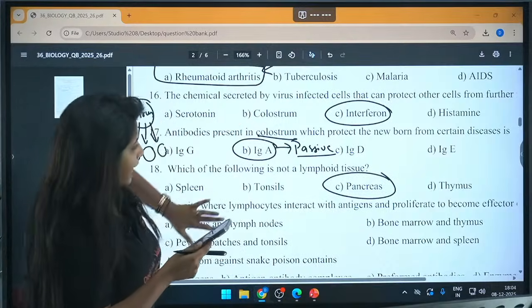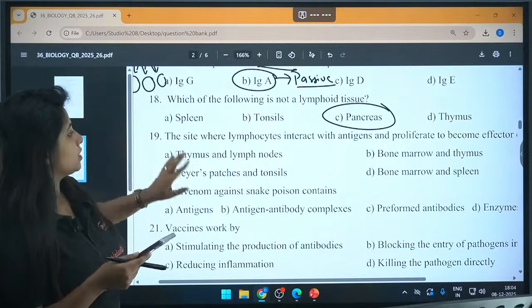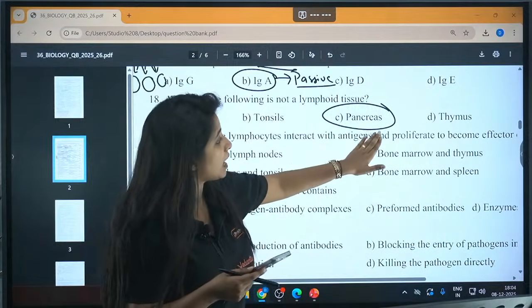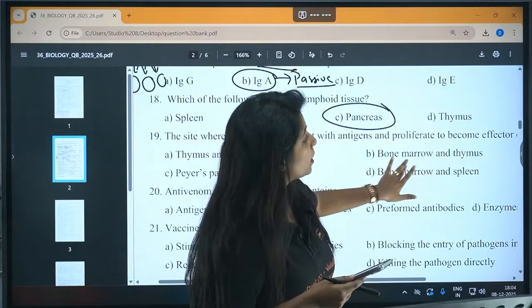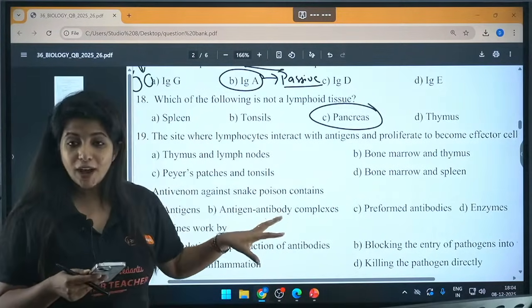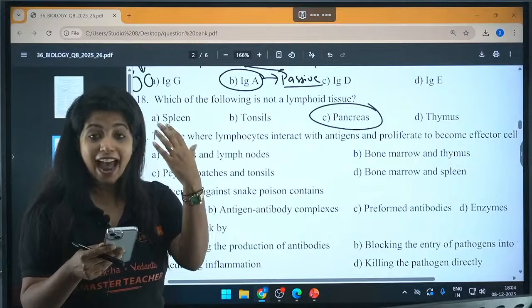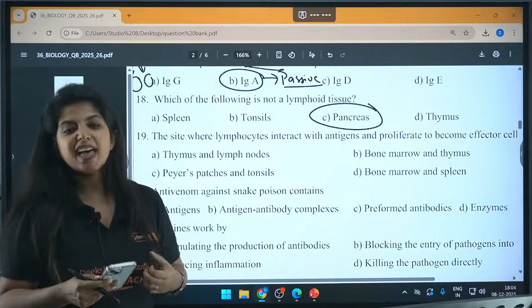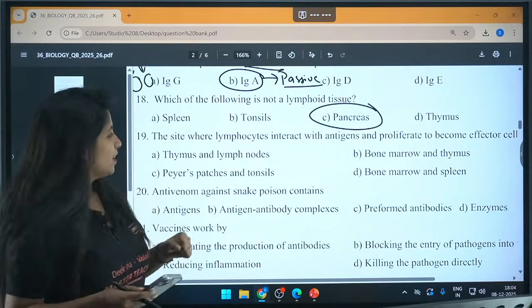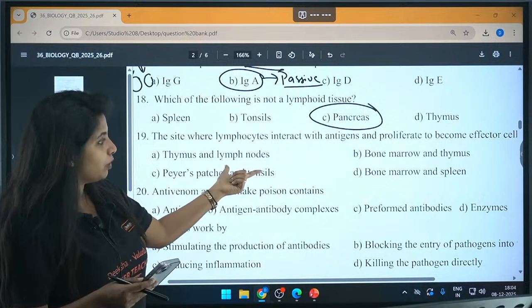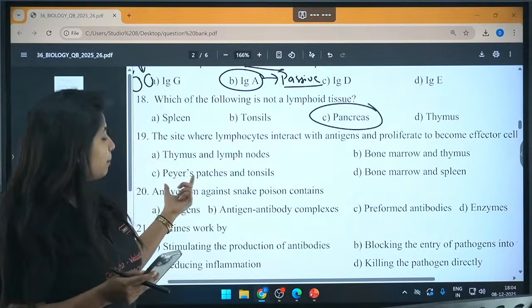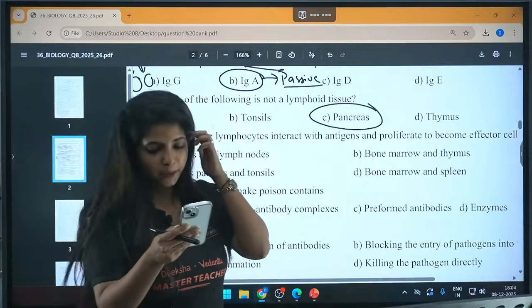Now going ahead with the next question, 19th question. The site where lymphocytes interact with antigen and proliferate to become effector cells are. So now the lymphocytes are meeting the antigens, that means the pathogens, and they are going to show the effect of killing them. So where does it happen? Thymus and lymph node, bone marrow and thymus, Peyer's patch and tonsils, bone marrow and spleen.